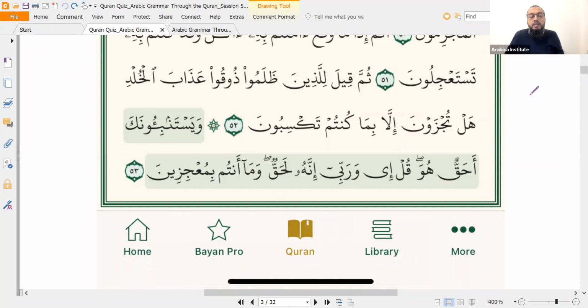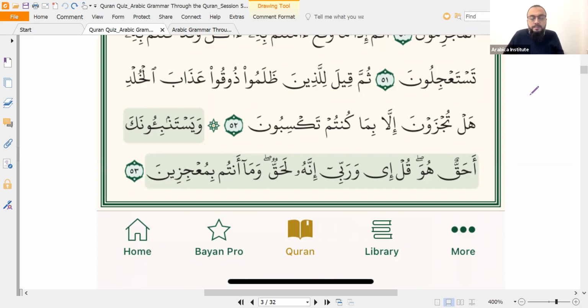وَيَسْتَنْبِئُونَكَ. Which verb form is that? Form 10. Good, well done. Istanba'a, yastanbi'u, from the root naba'a, and naba'un means news. Yastanbi'unaka, they seek news from you, they inquire. So yastanbi'una, that's the verb.